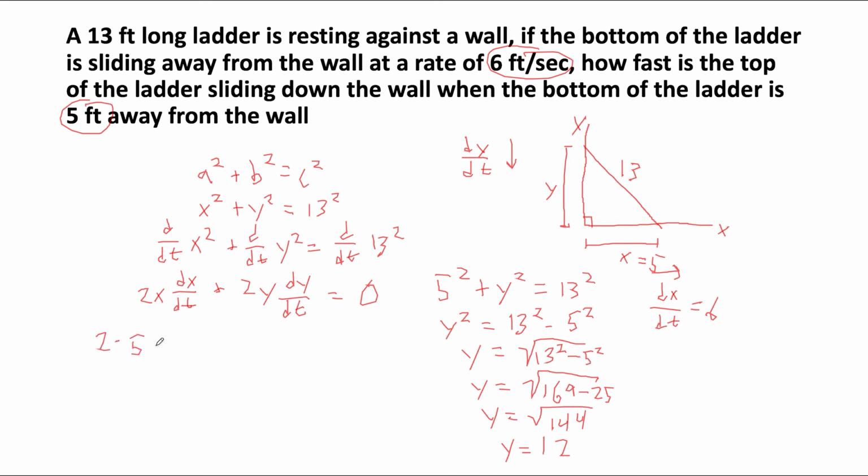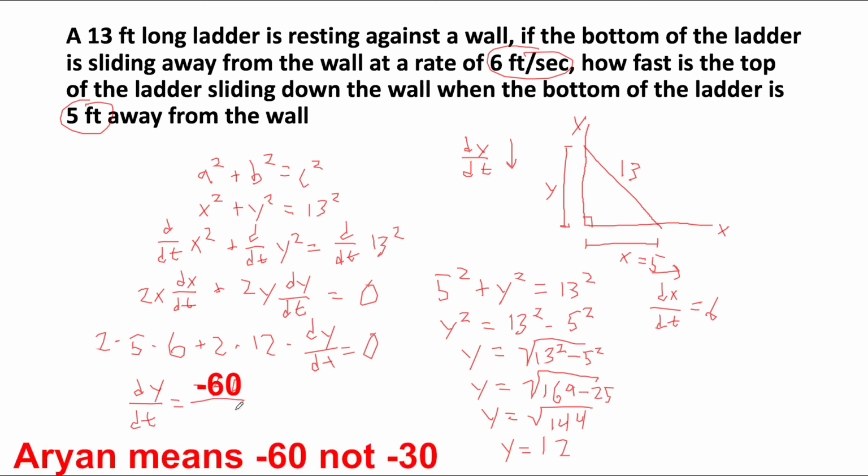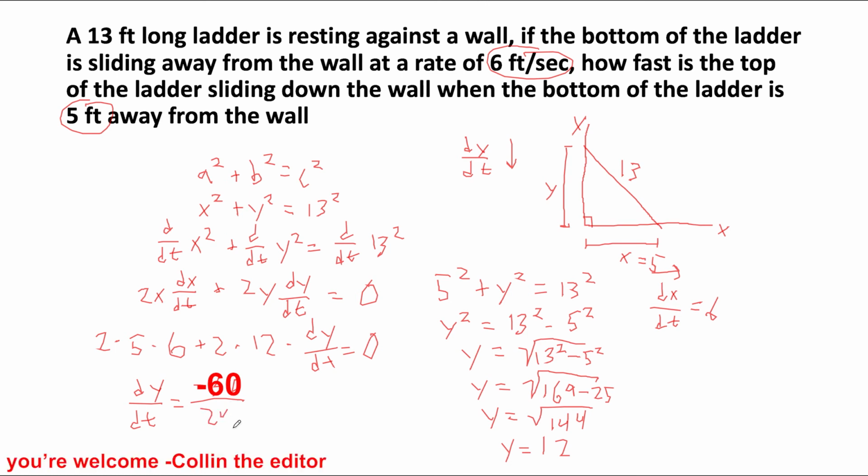2 times 5 times 6 plus 2 times 12 times dy/dt equals 0. And now we will solve for dy/dt. So we get dy/dt equals negative 30 over 24, which is negative 2.5.